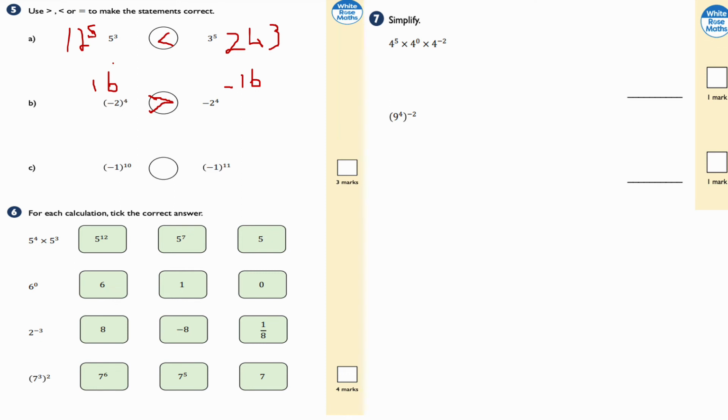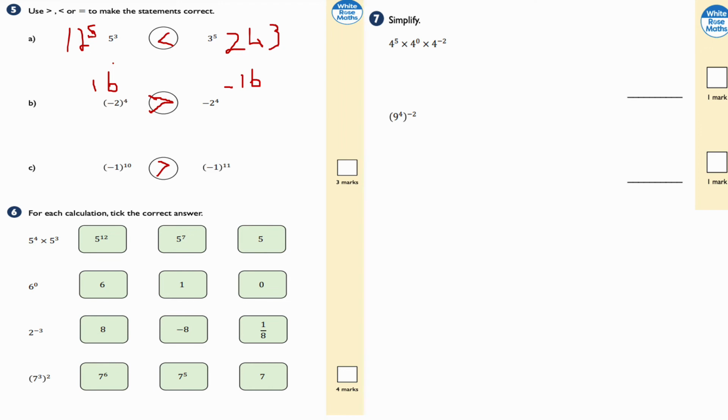Okay, this is part C, minus 1 to the power of 10, minus 1 to the power of 11. Well, they're going to be equal to each other, I believe. Oh no, maybe not actually, sorry. The even power is going to be greater, isn't it?